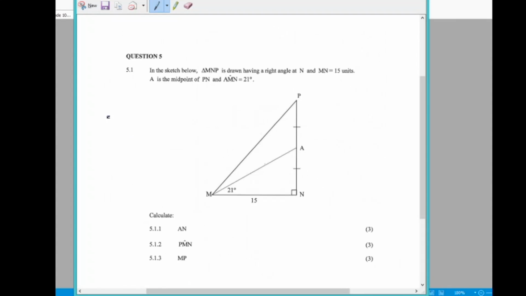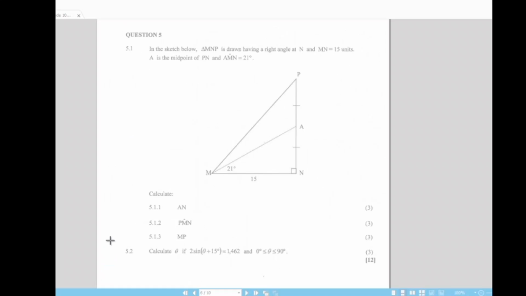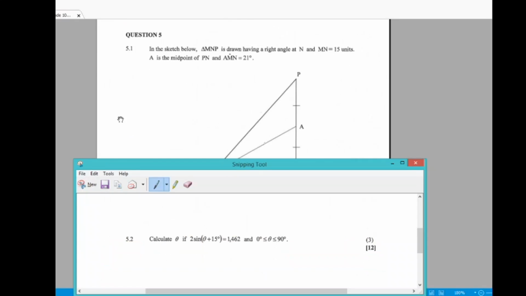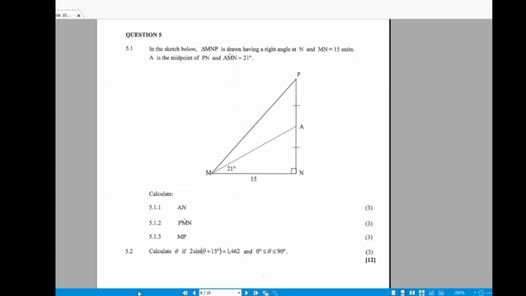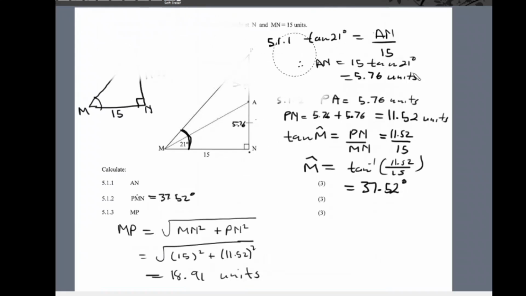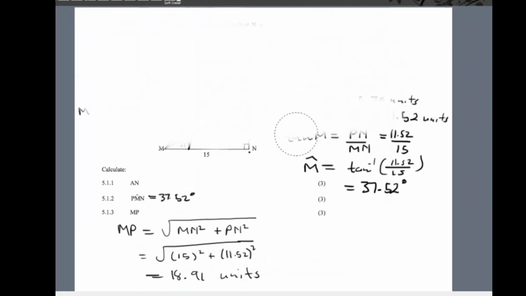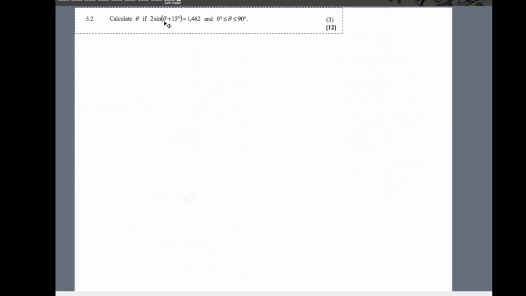Now moving to question 5.2. Calculate theta if 2 sine (theta plus 15 degrees) is equal to 1.462, and theta is an angle between 0 and 90 degrees.